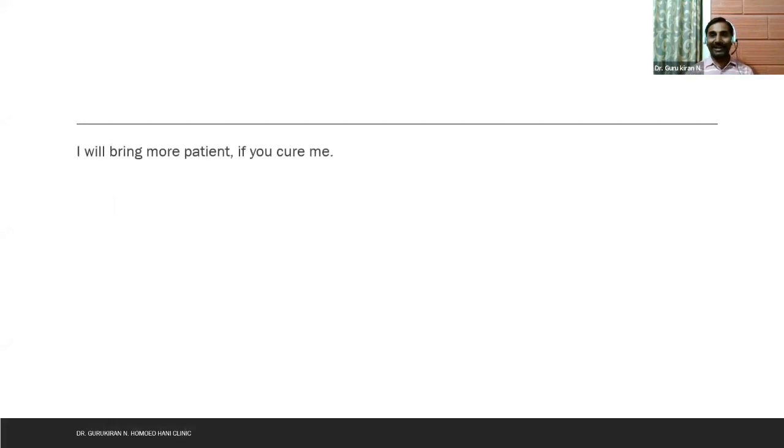This is also a very interesting thing. "I will bring more patients, sir, if you cure me." This kind of rubric will come very instantly and very commonly. This kind of thing I get in my clinic 5 to 6 times in a week. "I'll bring more patients, sir, if you cure my osteoarthritis, sir."